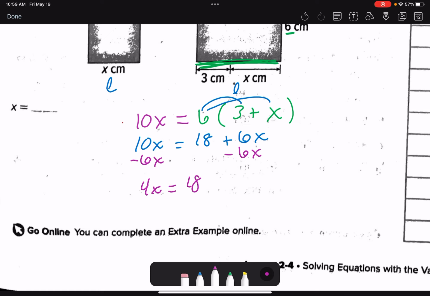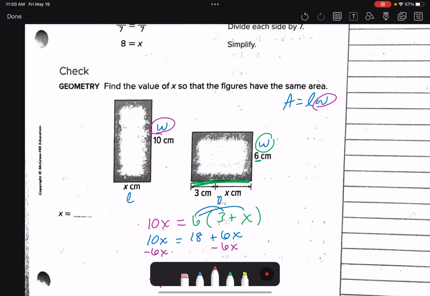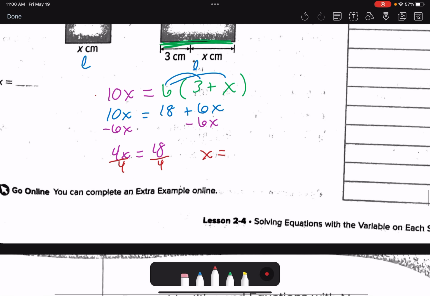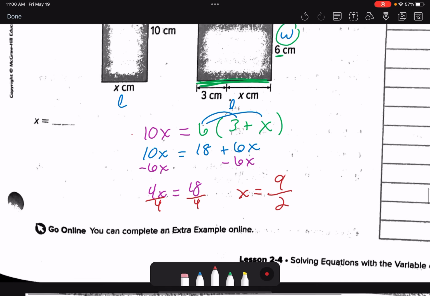And then I could go ahead and divide. Divide by 4, divide by 4. Now, this is not going to be a nice, pretty whole number. 18 divided by 4. 4 doesn't go into 18. It doesn't say to round, so I'm going to leave it as a fraction. So the GCF of 18 and 4 is 2. That becomes 9/2. And so that is the answer.